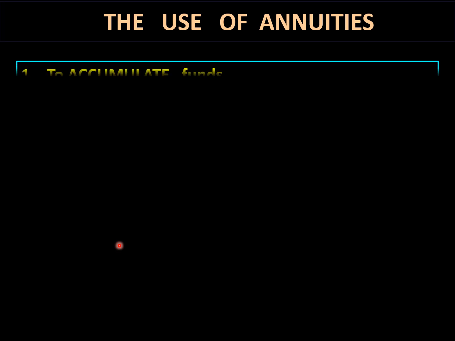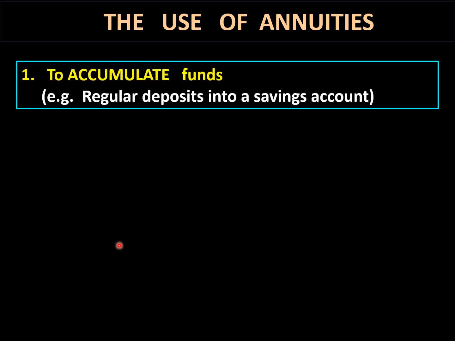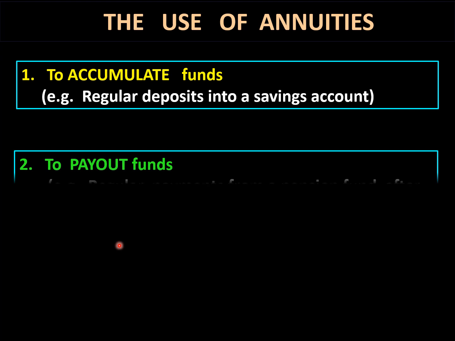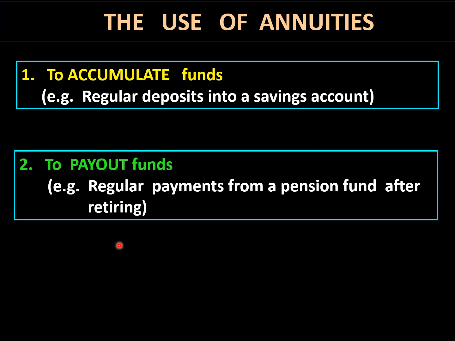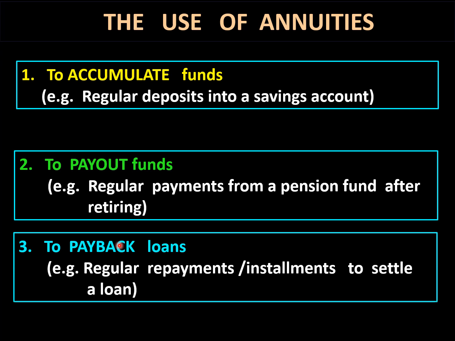Let's look at where we can use annuities in everyday life. First one, to accumulate funds. We have regular deposits into a savings account. That's how you can accumulate funds. That is an annuity. Or we can have payouts. If you have a pension fund, every month you get a payment of a fixed amount depending on the agreement. Then if you take a loan, you have to repay the loan, and those repayments have to be regular payments over a period of time. So those are 3 types of examples of annuity.